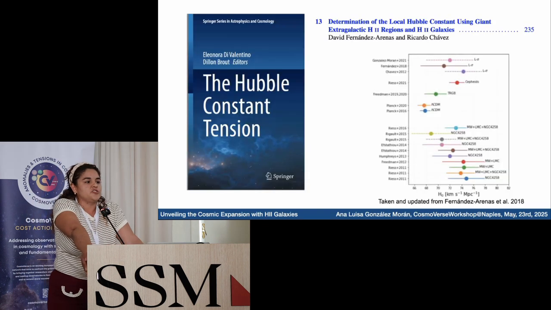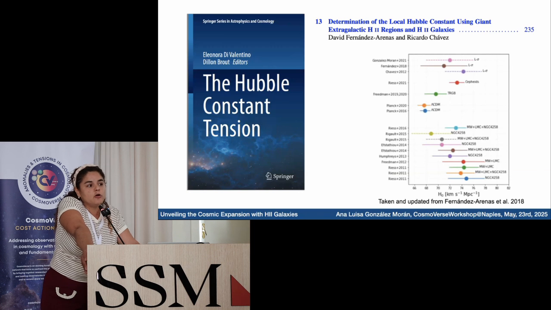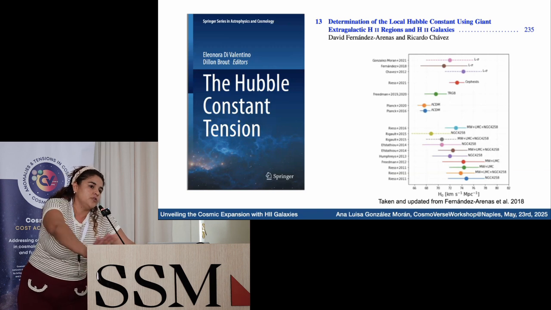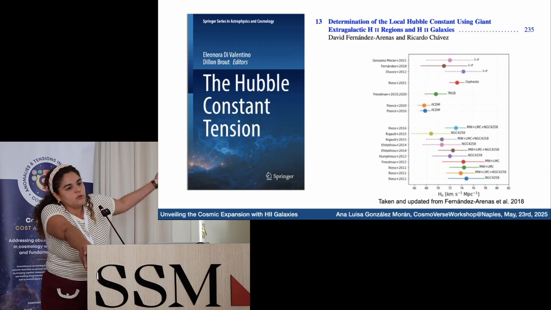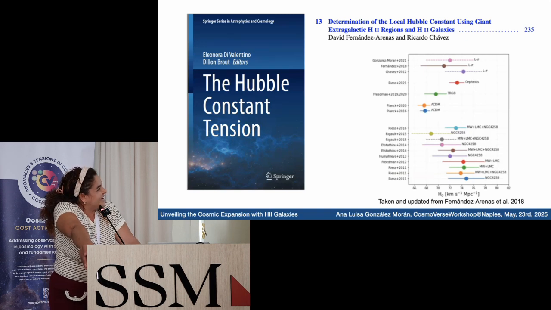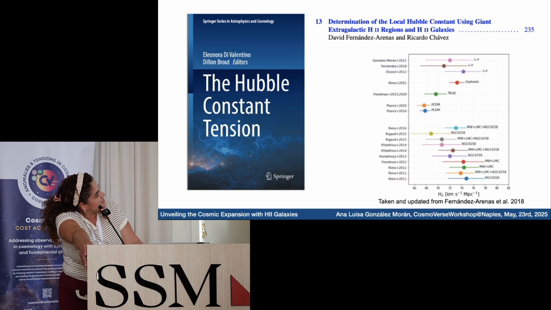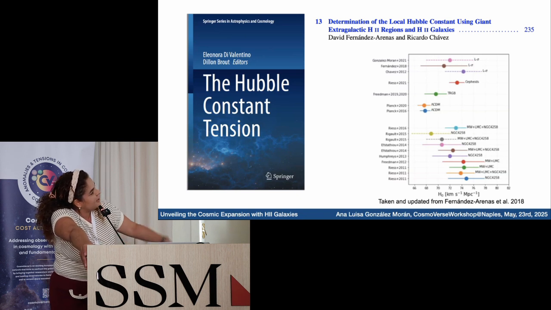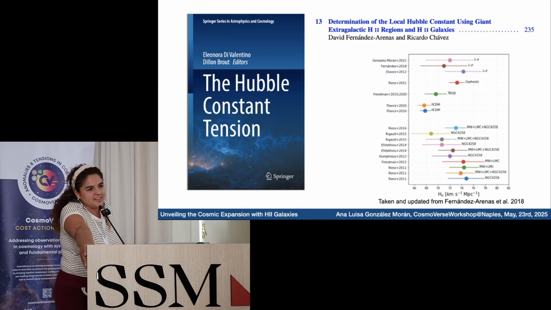Is it possible to constrain cosmological parameters, including high redshift H2 galaxies, just using local H2 galaxies? If you are interested, you can go to this book. But just to show you that, yes, this is possible, and our results are also in agreement, but we have large uncertainties in comparison with other methodologies.